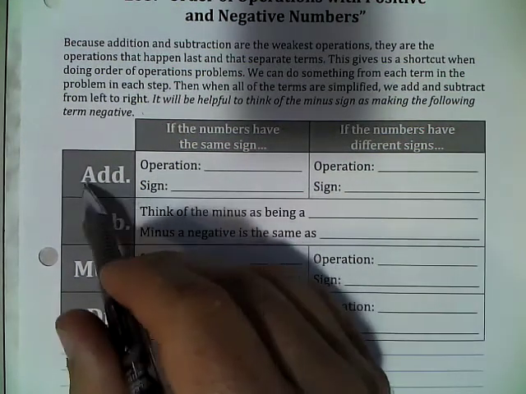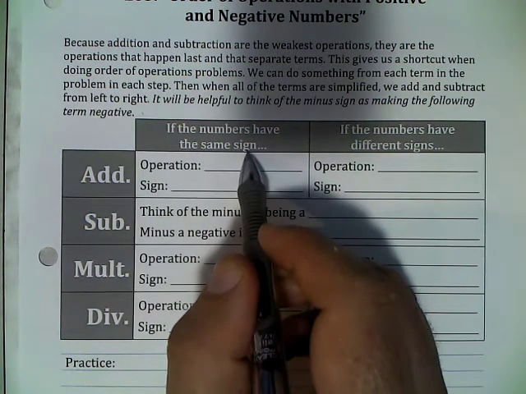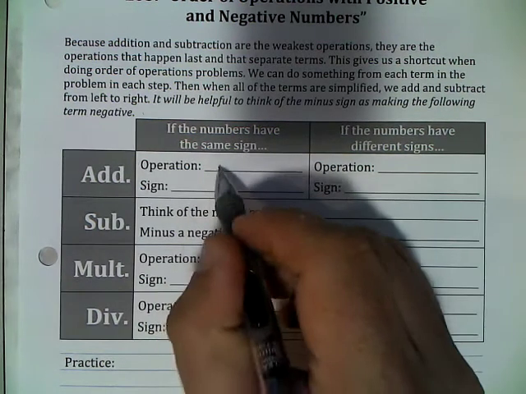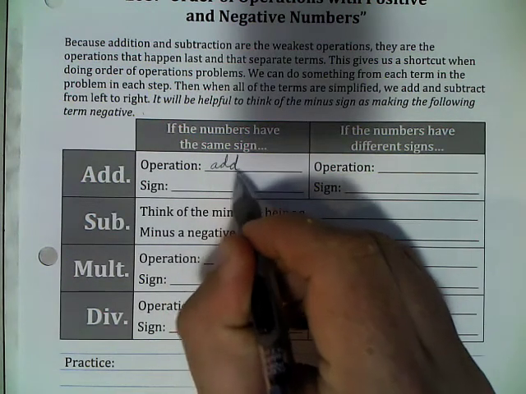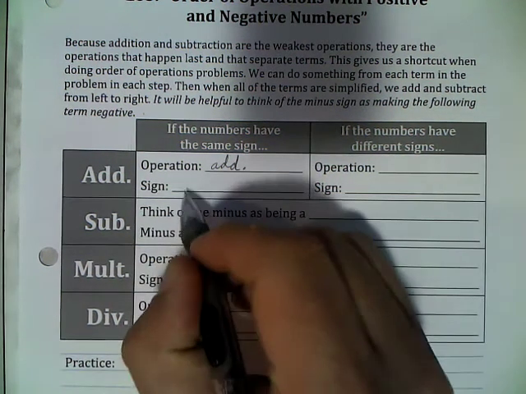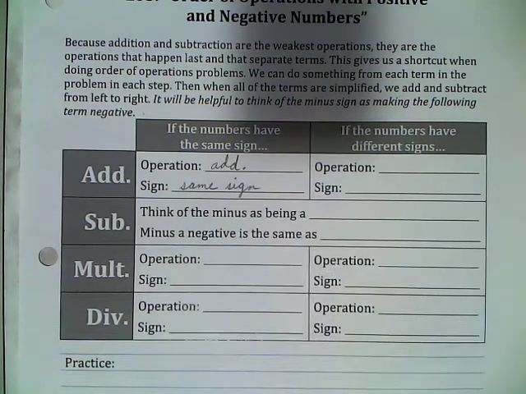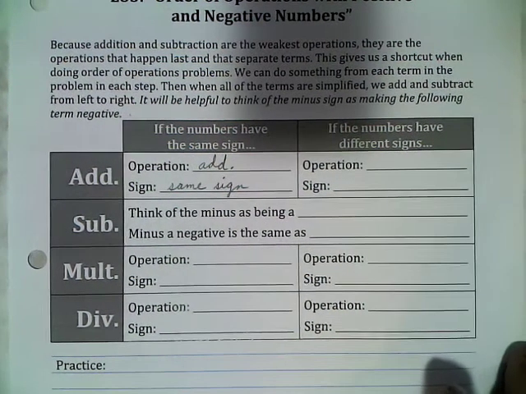So, if we are adding two numbers, and if the numbers have the same sign, then the operation that we're actually going to do is addition. We will actually add the numbers. So if it's a positive plus a positive or a negative plus a negative, we will actually add those together. The sign will be the same sign. So if they're both positive, the answer will be a positive. If they're both negative, the answer will be a negative.